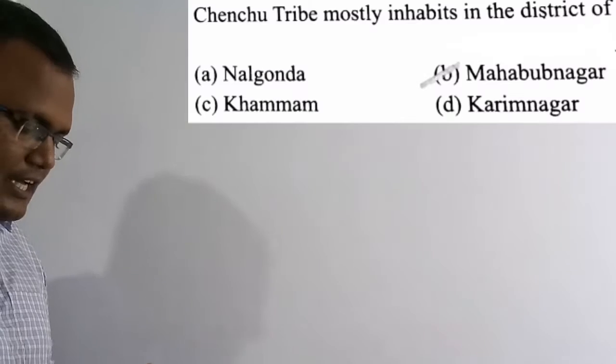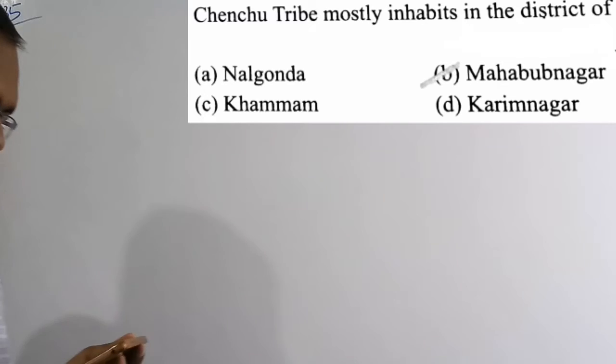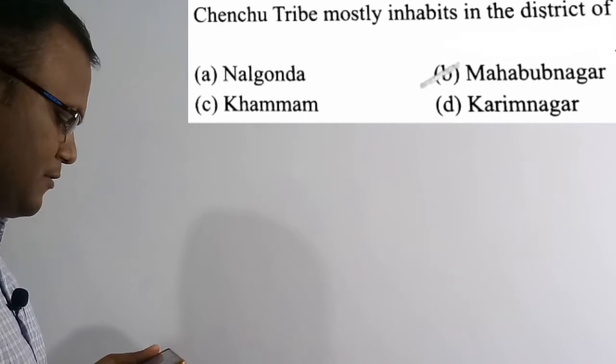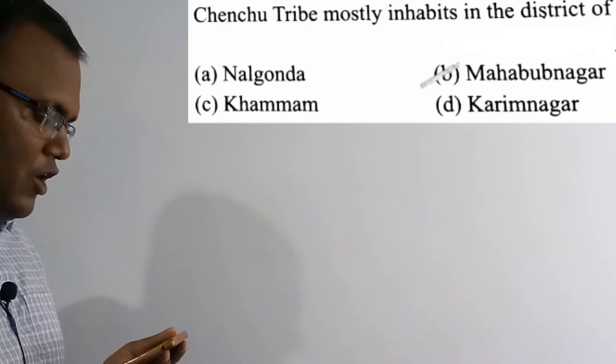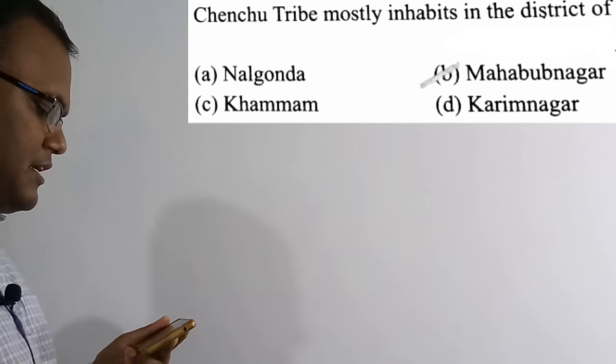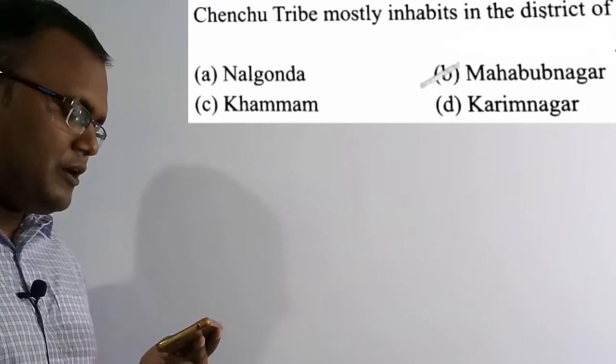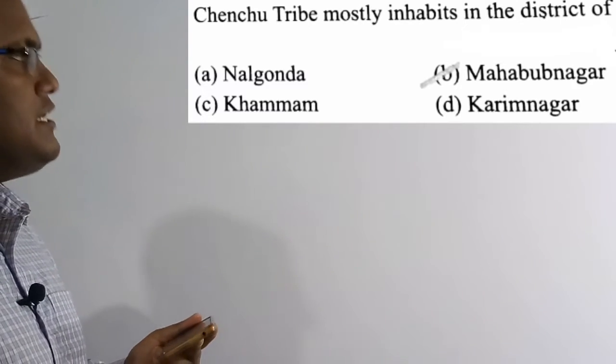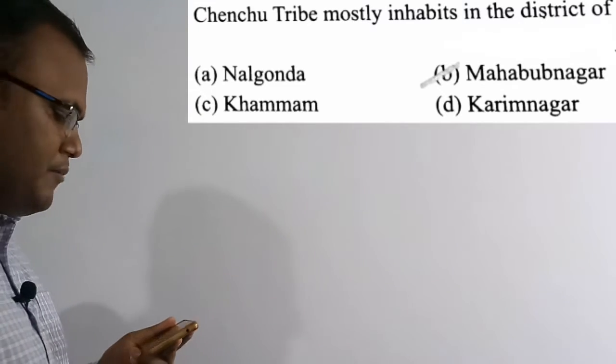So now you are going to solve the last question of this lecture. See the question here. Chancho tribe mostly inhabits in the district of: option A Nalgonda, option B Mahbubnagar, option C Khammam, option D Karimnagar. So what are the 4 options? Option B, Mahbubnagar. So the Chancho tribe is mostly present in the district of Mahbubnagar.